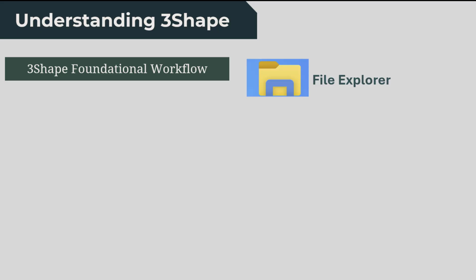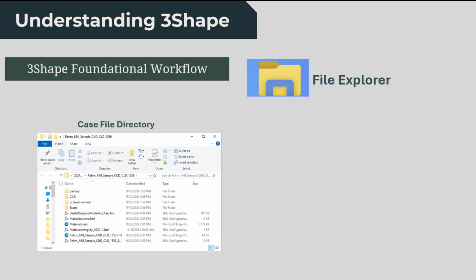Now 3Shape will output files into your File Explorer. And it's going to do that in 2 locations. There's a case file directory. This is where you can find your primary information. It has all of the materials you use, every button you clicked, has all of the information that we put in, our scans, our models, everything like that.